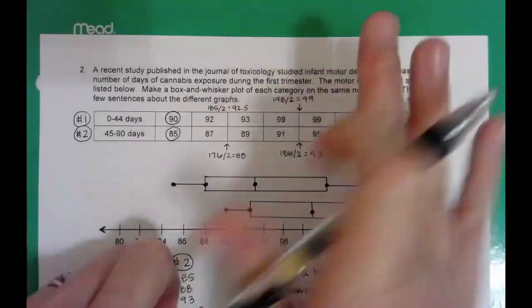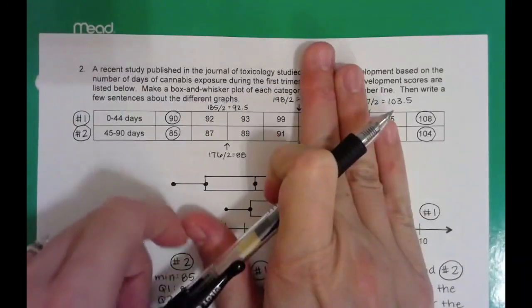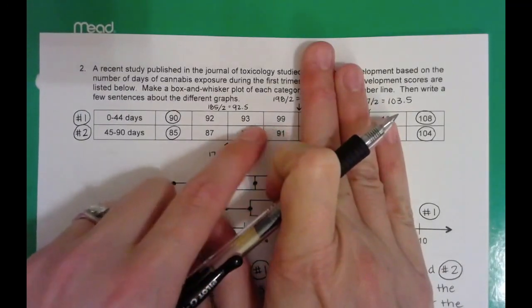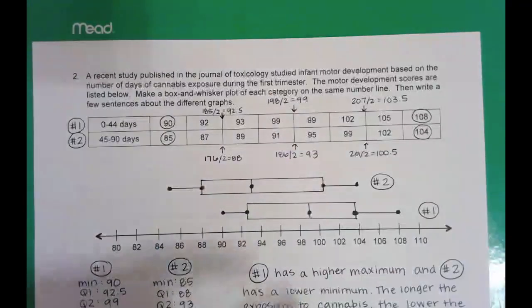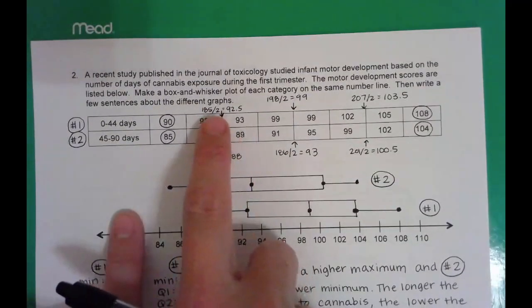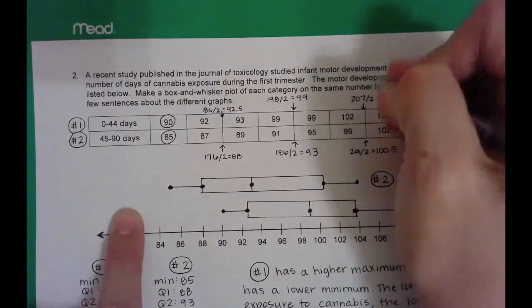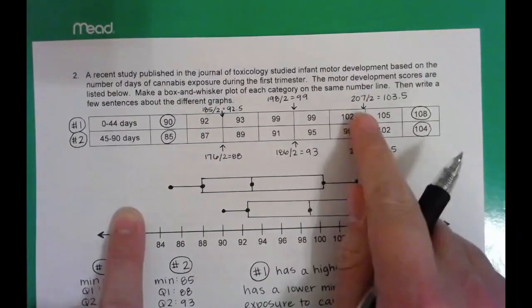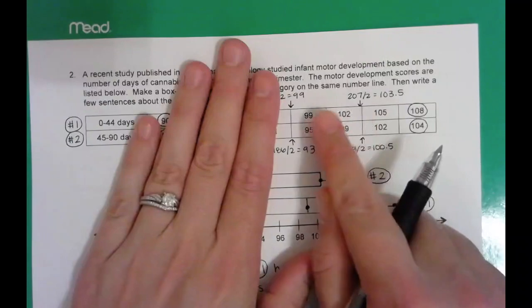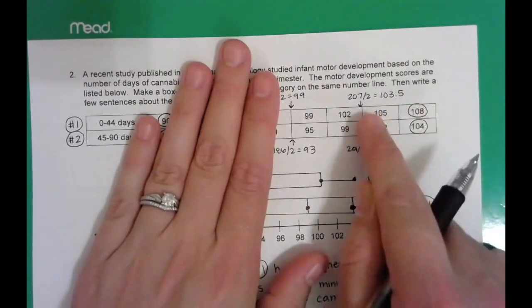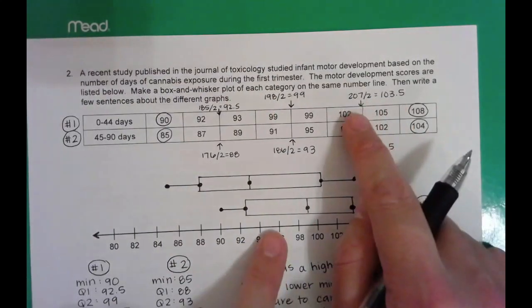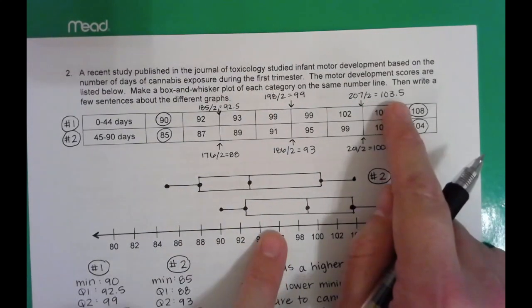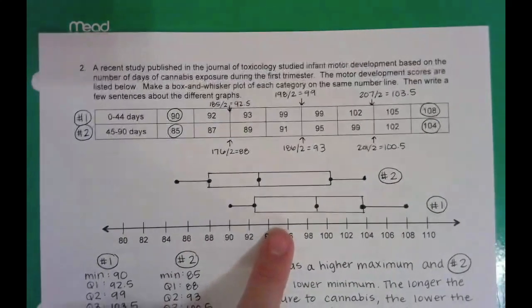To find Q1, I cover up the top half of the data, and I'm just looking at these 4 numbers right here. So my Q1, I would add up 92 and 93 and divide by 2, and that would give me 92.5. And then over here to find my Q3, I would cover up the lower half of the data, and again I'm just looking at these 4 numbers here. So my Q3 for the first set of data, I would add up 102 and 105 and divide by 2 to get 103.5.